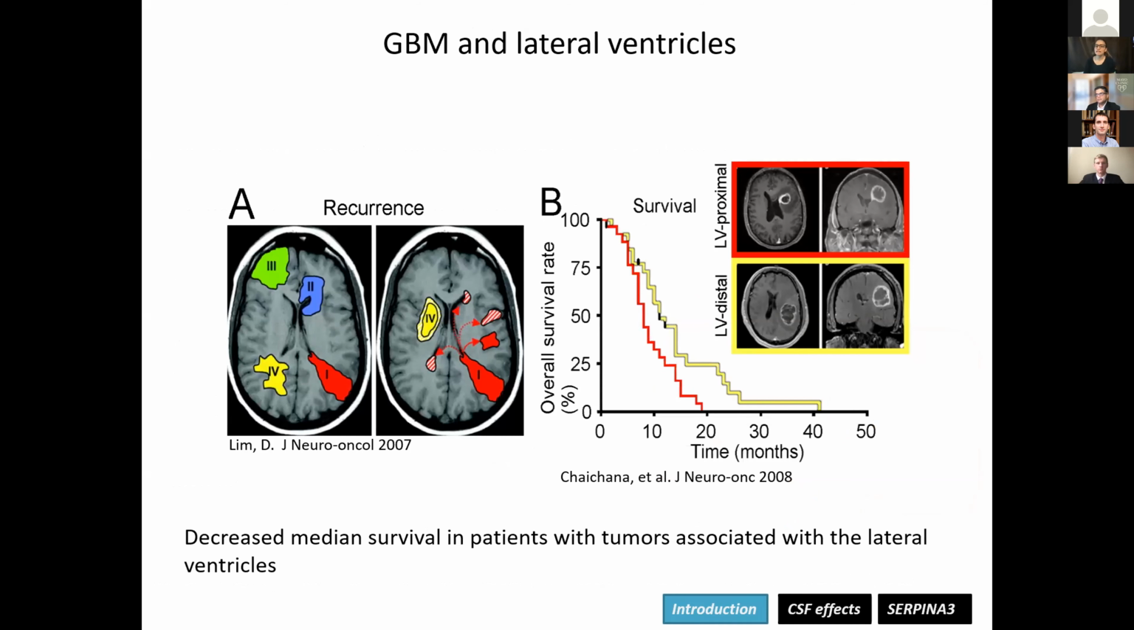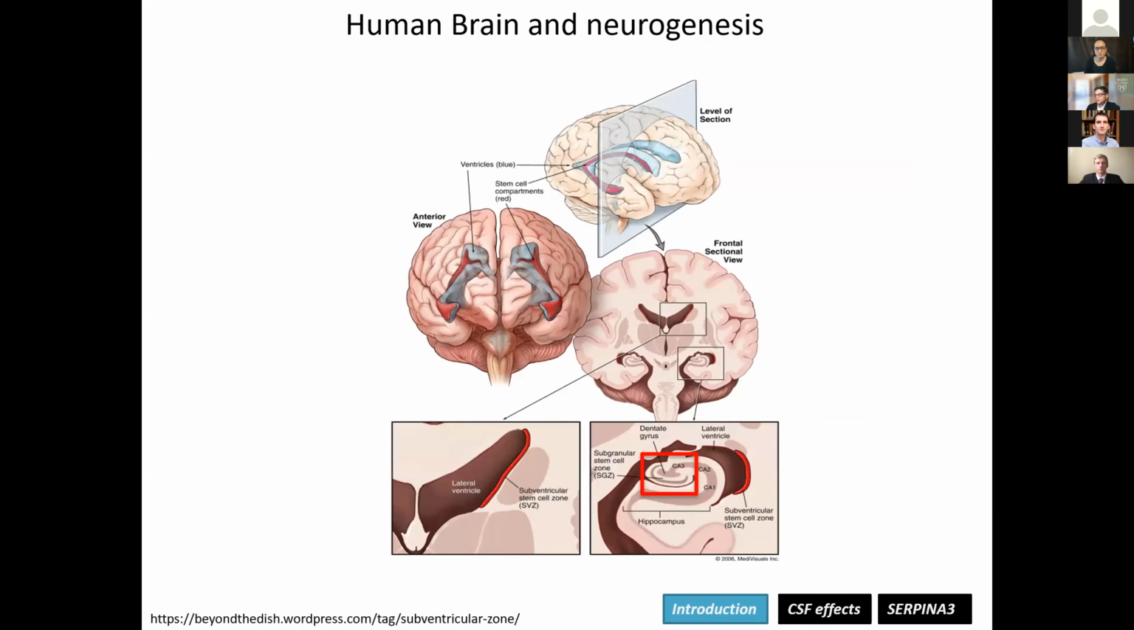Besides histological characteristics of glioblastoma that contribute to its malignancy, tumor location is also an important factor for the disease. It has been shown by several groups that tumors that are in closer contact with the lateral ventricles exhibit worse survival, and they tend to recur in distant sites from the primary tumor.